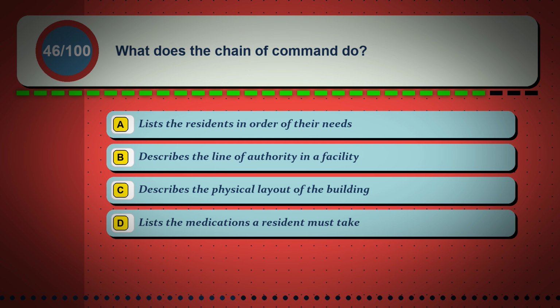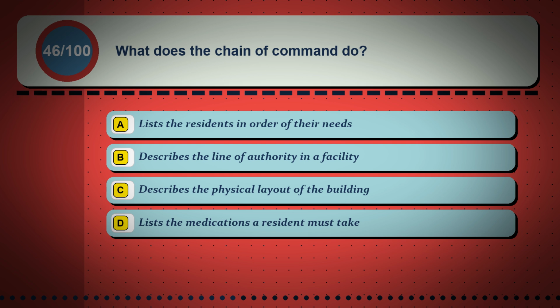Question 46. What does the chain of command do? Option A, lists the residents in order of their needs. Option B, describes the line of authority in a facility. Option C, describes the physical layout of the building. Option D, lists the medications a resident must take.